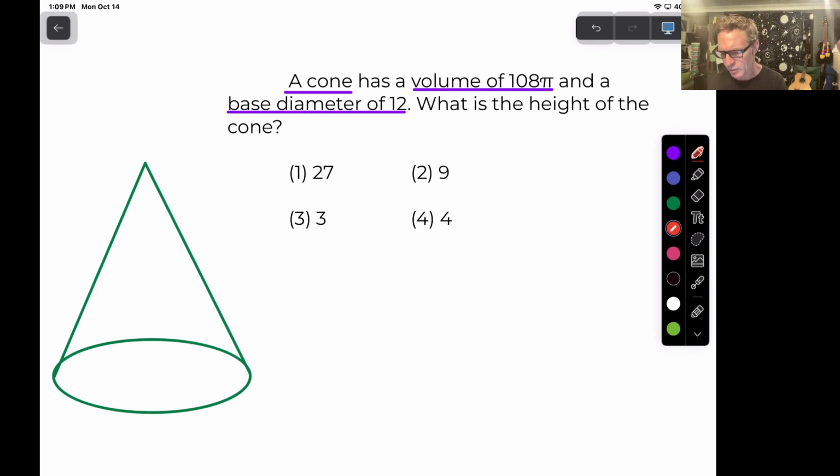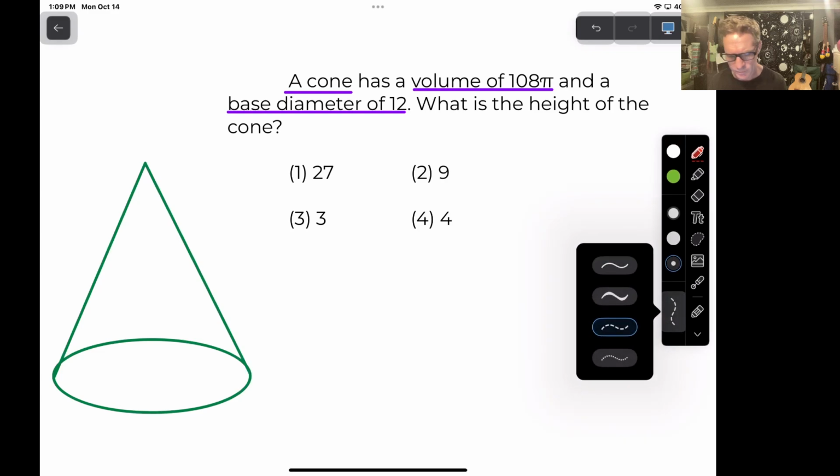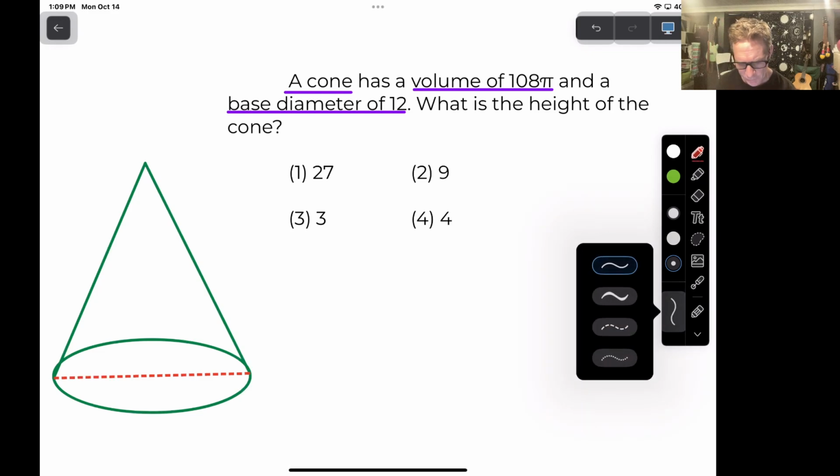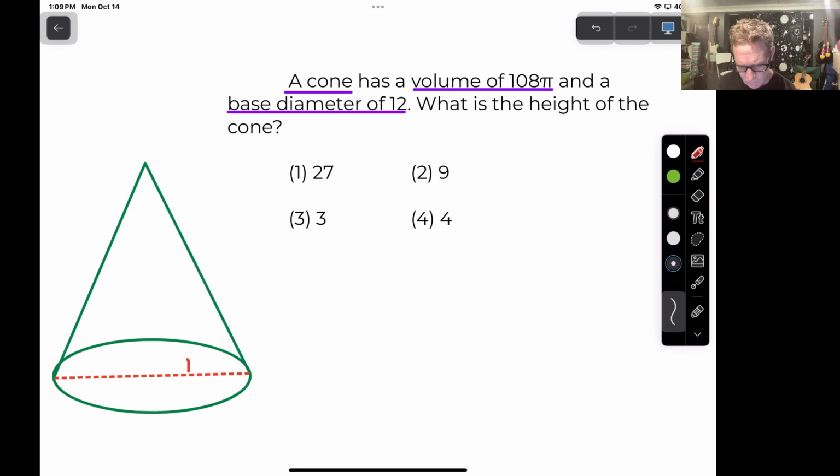So what is the diameter? The diameter is this line segment here that goes all the way across the circular base. So if the diameter is 12, this whole thing is 12. What does the radius have to equal? The radius is going to be half of that, which is 6. So the radius is halfway across, which would be 6 and 6. Okay, so there we go.